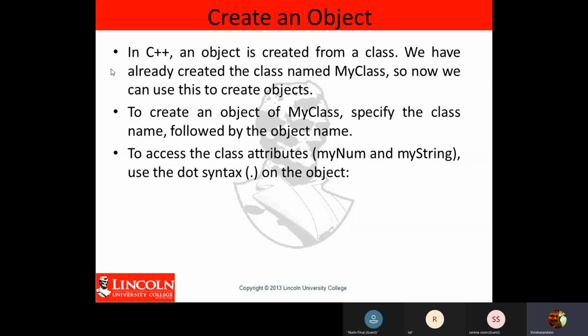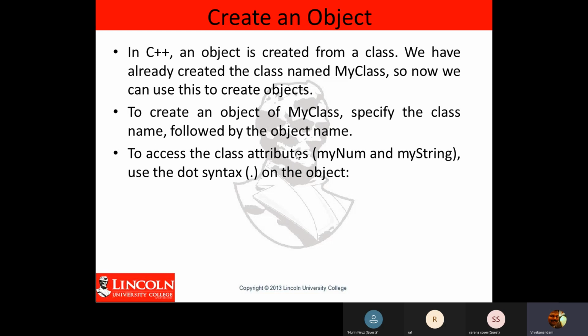So how to create an object? A C++ object is created from a class. We have already created the class named MyClass, so now we can use it to create objects. We already know how to create the class, and our class name is MyClass. Now we are going to learn how to create objects. So, create an object of MyClass.